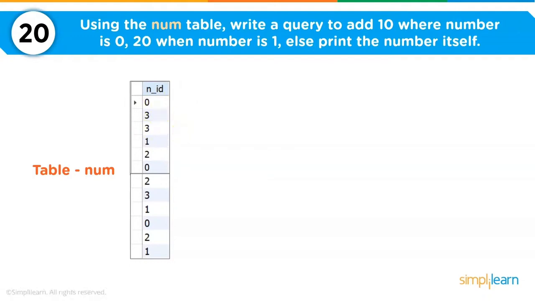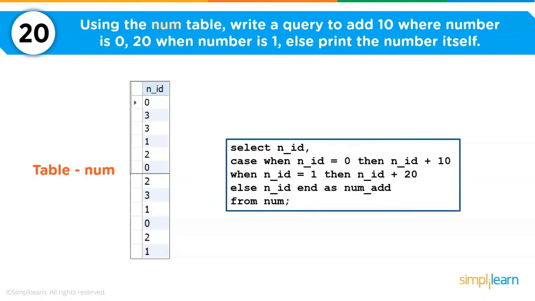So to answer this question we'll use the CASE statement in SQL. So the CASE statement is SQL's way of handling if-then logic. The CASE statement is followed by at least one pair of WHEN and THEN statements. So here you can see I have my case statement. I'm writing when my column name n underscore id equal to 0, then add plus 10. If it is 1, then add plus 20, else we'll just return the number id.